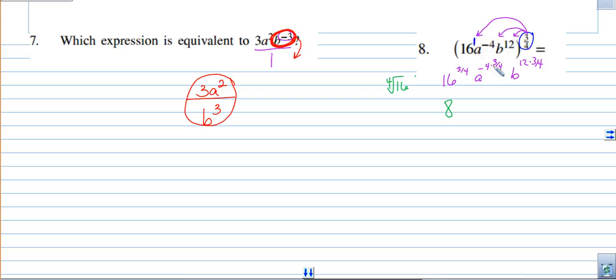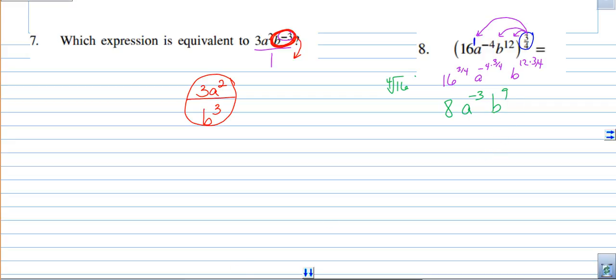When you're multiplying a whole number and a fraction, remember to multiply the whole number to the numerator and then divide by the denominator. 4 times 3 is 12. 12 divided by 4 is 3. And then that's a negative. So you get a to the negative 3. Then you do 12 times 3, which is 36. 36 divided by 4 is 9. So you get b to the 9th.